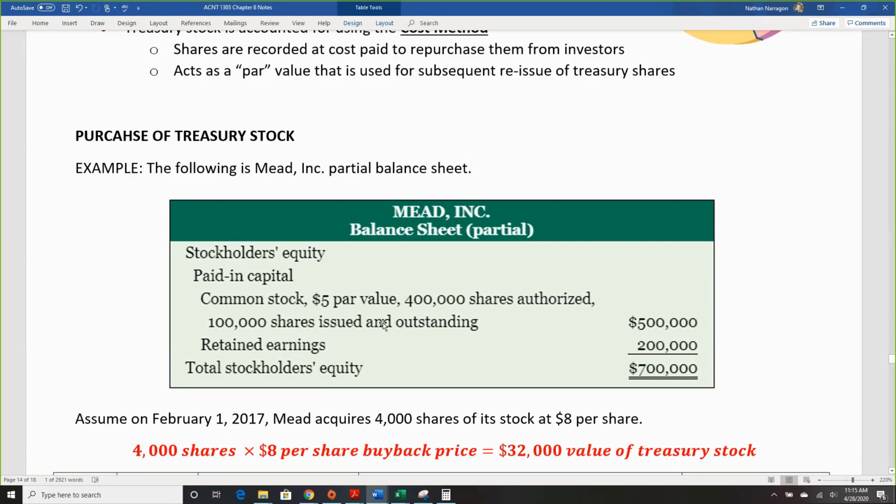Okay? All that means is that they actually sent those out, and if they're outstanding, they are with the investors. All that outstanding means is that the investors hold them. They hold the stock. Retained earnings is $200K. They don't even have additional paid in capital or paid in excess. That's fine. It's just a partial balance sheet. We're only looking at equity.